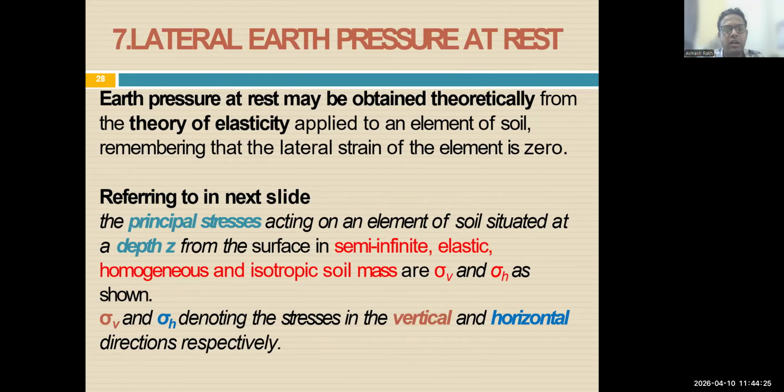In order to calculate the earth pressure at rest, we are going to see a typical concept. Earth pressure at rest may be obtained theoretically from the theory of elasticity applied to an element of soil. Remember that the lateral strain of the element is zero because the earth pressure is at rest. Referring to the next slide, the principal stresses acting on an element of soil situated at a depth of z from the surface in a semi-infinite, elastic, homogeneous, and isotropic soil mass are sigma v and sigma h, as shown in the figure. So we'll show you the figure.